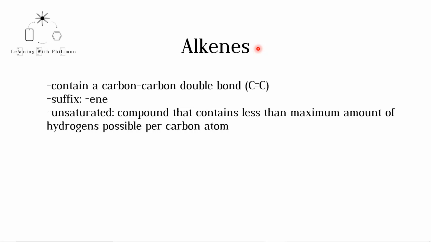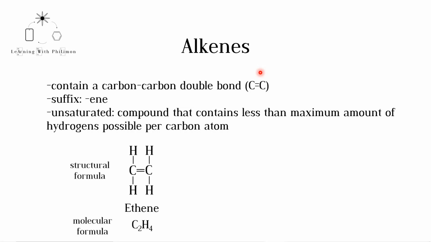In this video, we will be looking at the organic compounds called alkenes. Alkenes, like alkanes, are a type of hydrocarbon, compounds containing only carbon and hydrogen atoms. Unlike alkanes, alkenes contain one carbon-carbon double bond. The first possible alkene is ethene, C2H4.